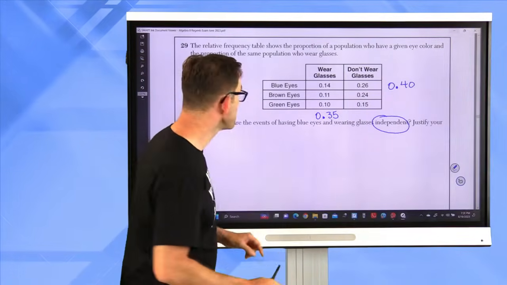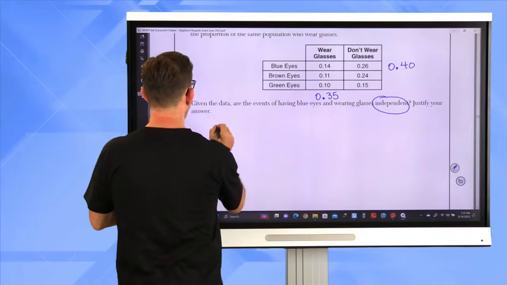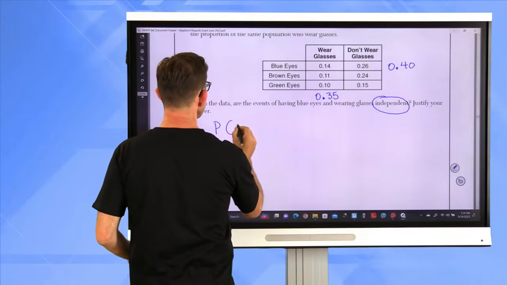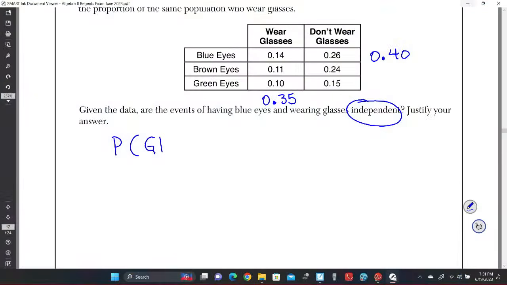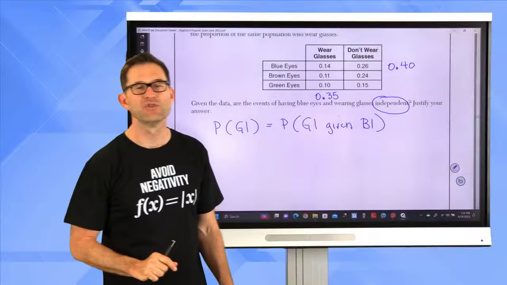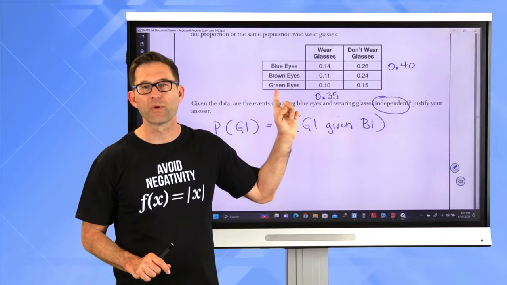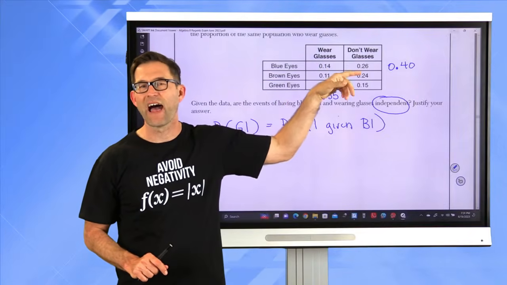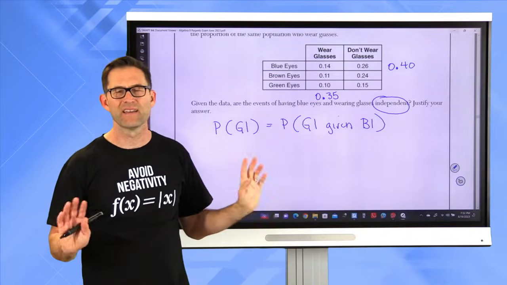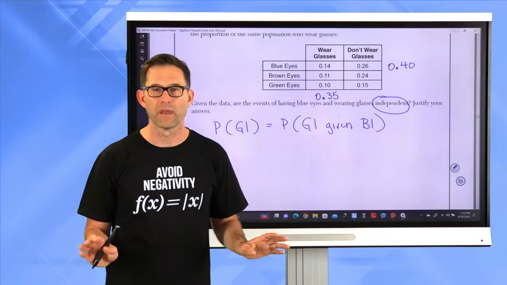One way is by saying, is the probability that a person has glasses, let me put GL for glasses, equal to the probability that a person has glasses given they have blue eyes? I hate the fact that I have to use the GL and the BL, but we've got brown, green, glasses, you know what I mean? It's terrible. There's so many letters that are repeated here.